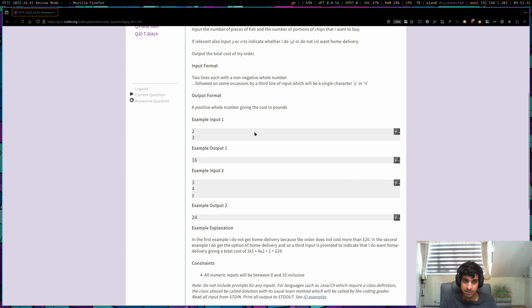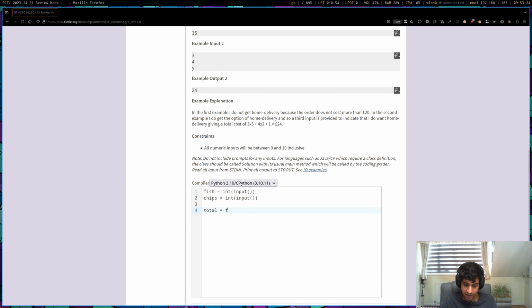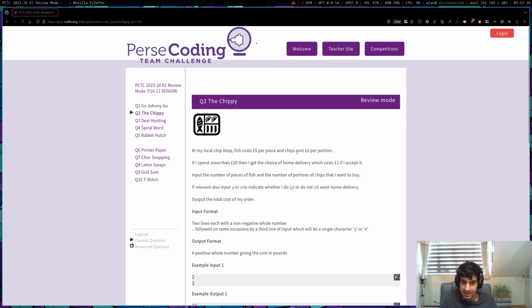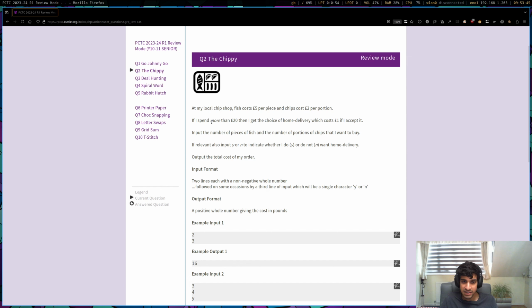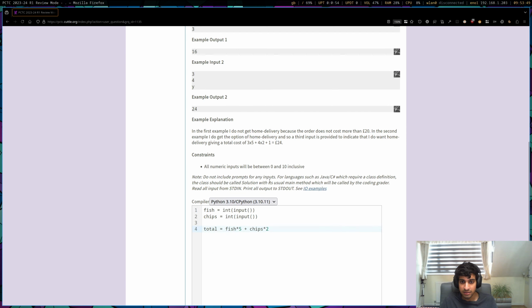So the total cost is going to be fish times 5. So let's do it like that. Plus, and it says chips times £2. So that's going to be chips times £2. And then it says if I spend more than £20, I get the choice of delivery, and therefore I need to take in another input.